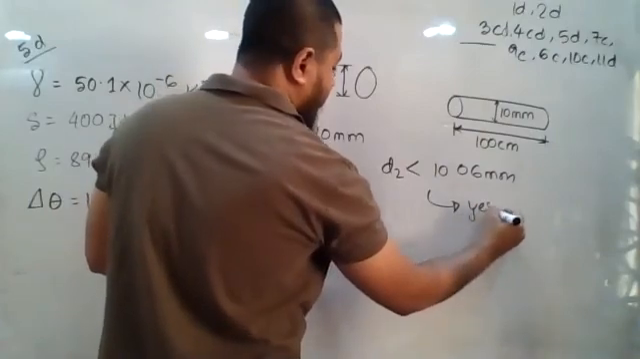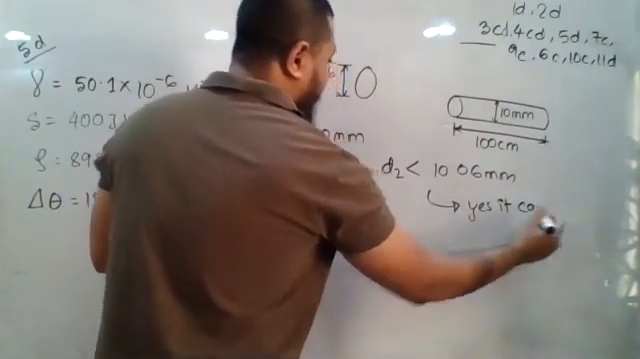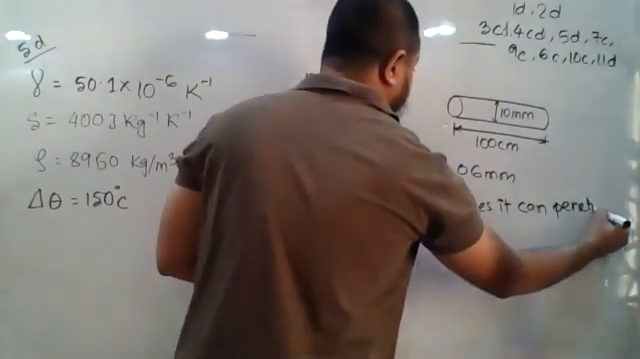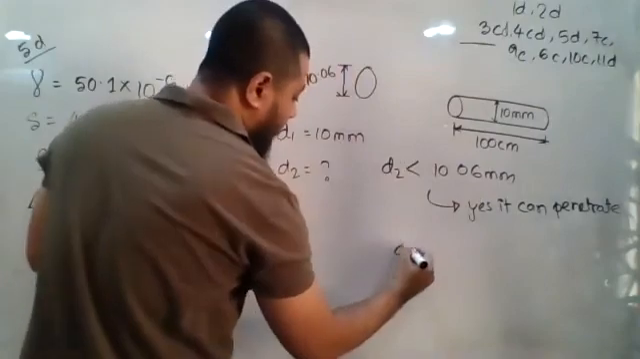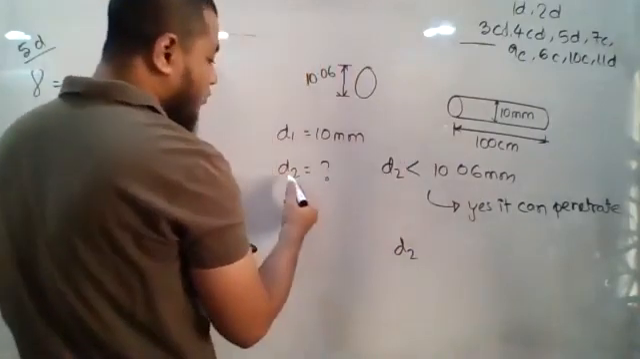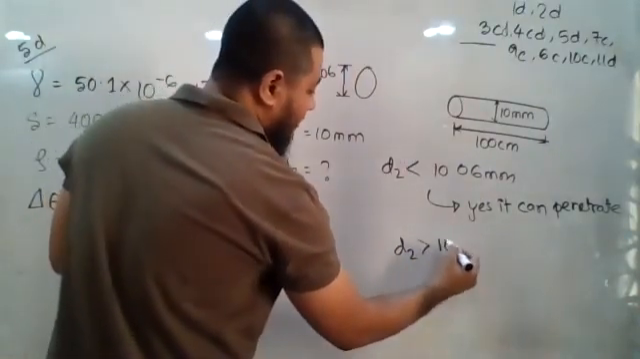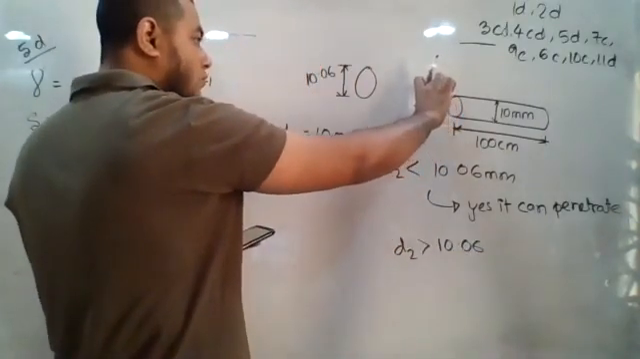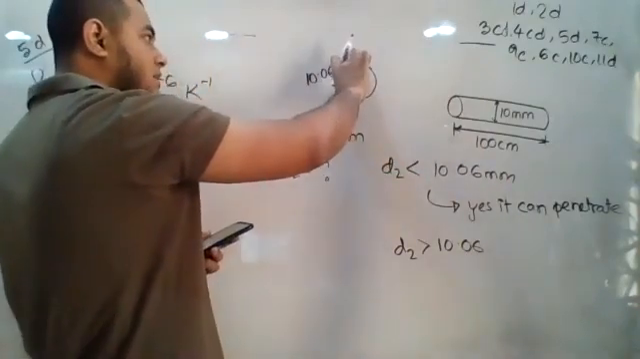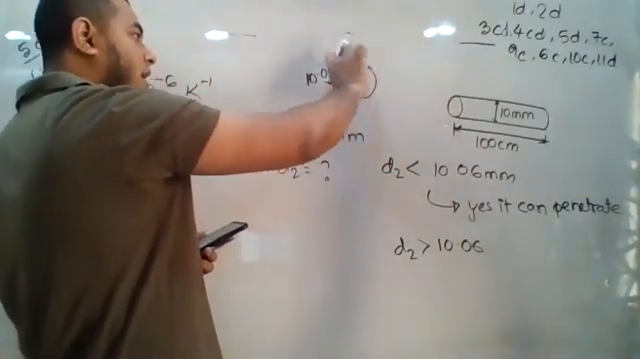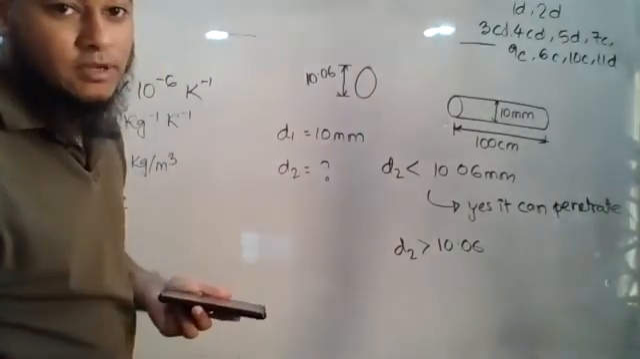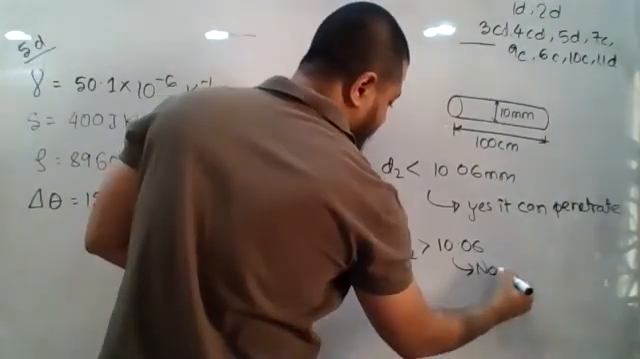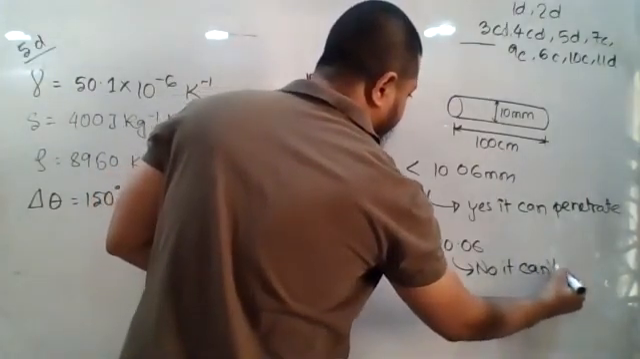Yes, it can penetrate. আমি তোমাদেরকে আইডিয়াটা দিয়ে দিচ্ছি, ওকে? ক্যালকুলেশন ইজি। Yes, it can penetrate. কিন্তু যদি D2 ক্যালকুলেশন করে দেখি যে D2 এর ডায়ামিটার 10.06 থেকে বেশি হয়ে গেছে, মানে টেম্পারেচার বাড়ানোর কারণে ফুলে গিয়ে রিংয়ের ডায়ামিটার থেকেও বড় হয়ে গেছে, তাহলে এই রিং এর মধ্য দিয়ে ওয়্যারটাকে আর পাস করতে পারবে না। সেক্ষেত্রে আমরা বলব no, it can't penetrate the ring.